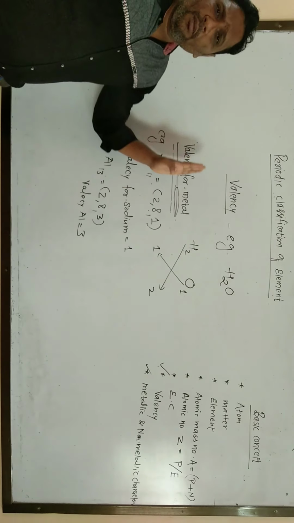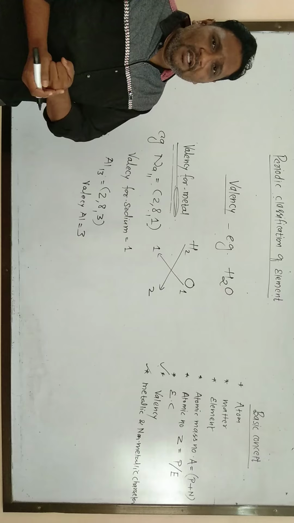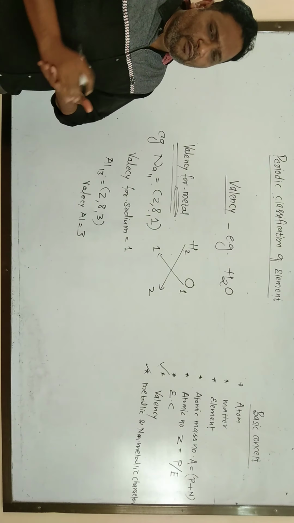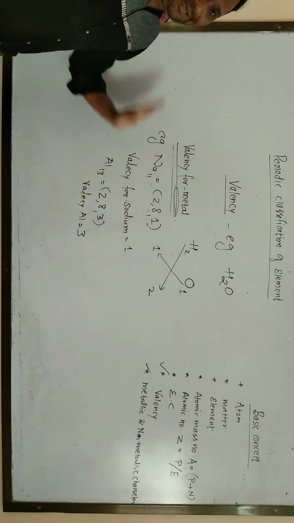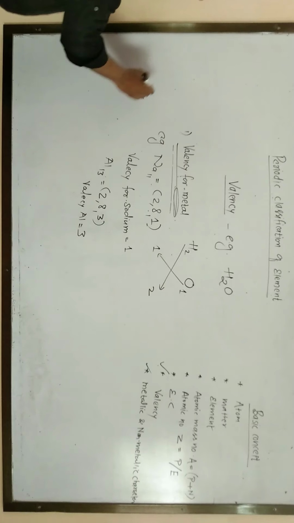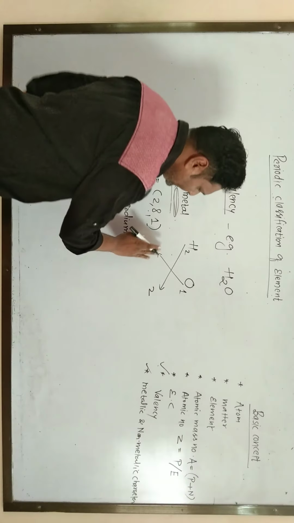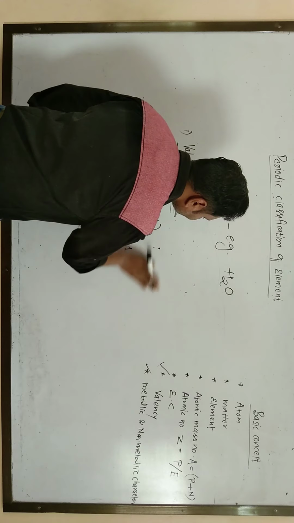The valency for metal is nothing but the number of electrons donated by the metal from its last orbit. Okay, now this is the first point. Second point: what is the valency for non-metal? Have a look.